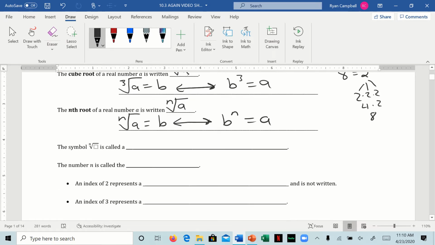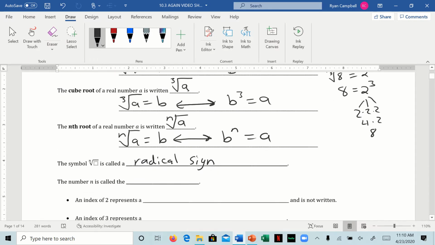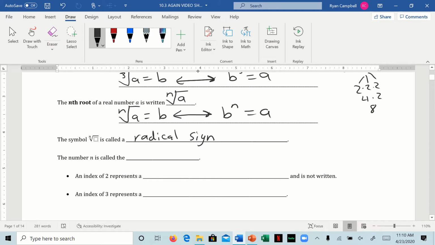This symbol right here, we call that the radical sign. If it's a square, we can call it a square root sign. If it's a cube root, we can call it a cube root sign. But in general, we can just call all of them radical signs. The n is what we call the index.